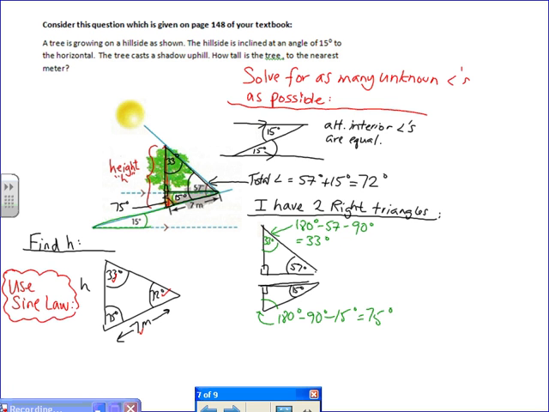So I'm going to set h on the top here, h over the sine of the angle opposite, so 72 degrees, is equal to the pair that I have. So it's going to be 7 meters over the sine of 33 degrees. And I'll cross multiply the sine of 72 by 7 meters to get sine of 72 out of the denominator. And I get h is equal to 7 meters times the sine of 72 degrees divided by the sine of 33 degrees.